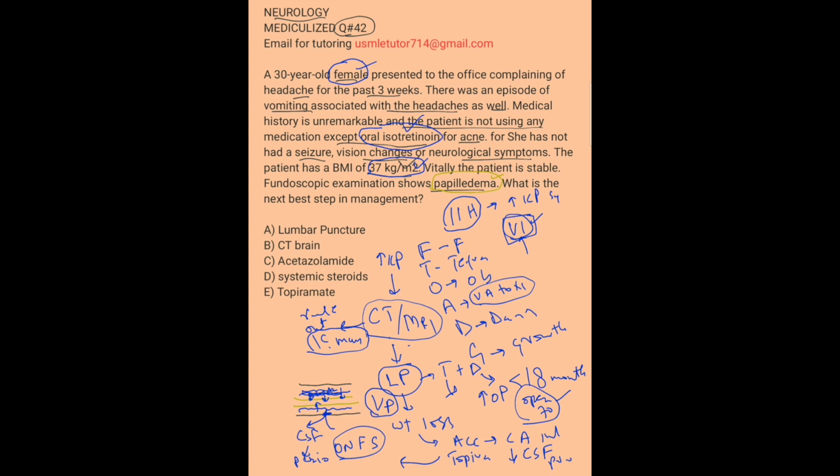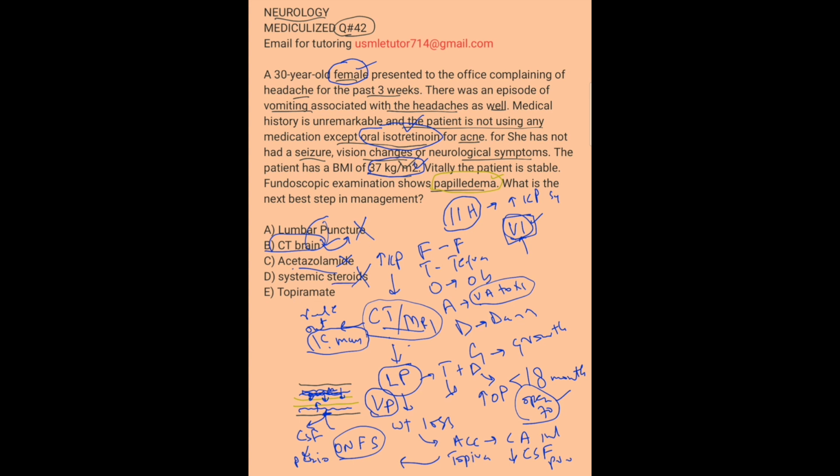So the answer here is CT brain. I just explained it. The next step should be CT or MRI. Lumbar puncture, wrong answer. You may do it after CT once you rule out the intracranial mass. Acetazolamide, wrong answer. We don't know the diagnosis yet. If both of these are done and the diagnosis is confirmed, then you can start acetazolamide. Systemic steroids, wrong answer. It's not because of inflammation or trauma or anything. No edema is going on here.